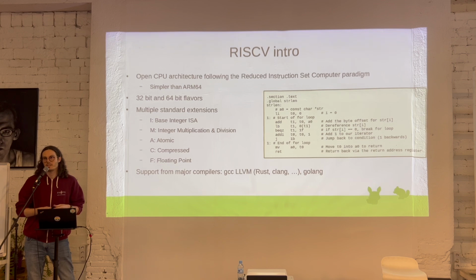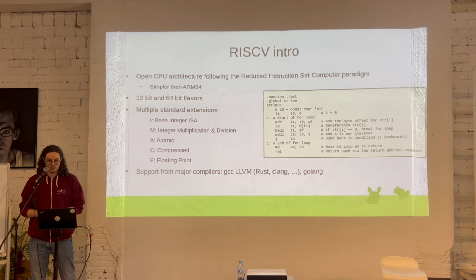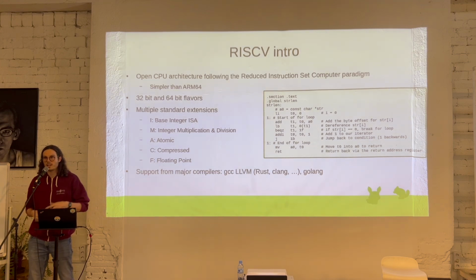And then there are some extra extensions defined by the standard. For instance, multiplication and division are not part of the base extension. There's also atomic, compression, and so on. And why is RISC-V interesting in this sense? Well, it has major support from the popular compilers like GCC and LLVM, so you get Rust, you get the Clang compiler, there's also Golang, and many other languages currently target RISC-V.